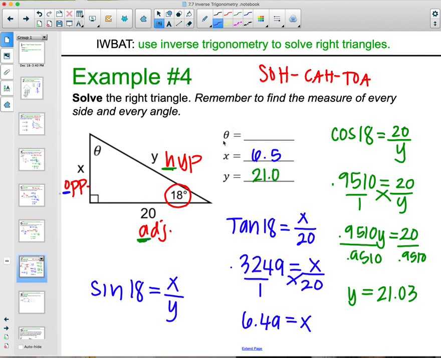Then for your angles, so for your theta, remember all three angles, we've got two of them. We've got the 90 and the 18. So to find the missing angle, we just subtract those from 180. So we'll do 180 minus 90 minus 18, and we will get 72.